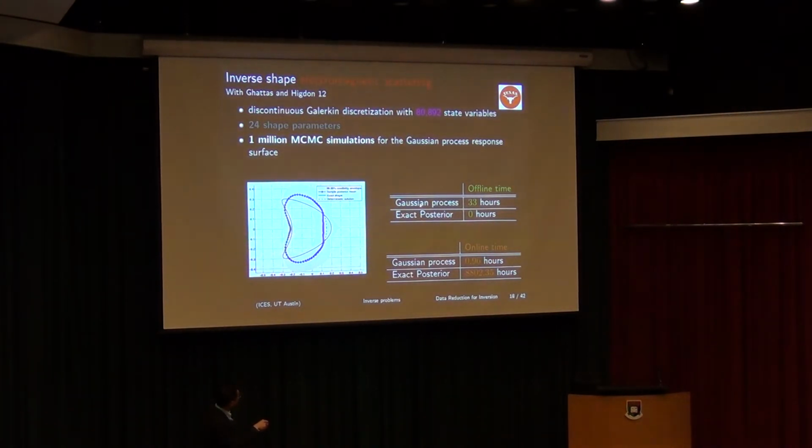If you use the Gaussian process, you spend 33 hours, an upfront cost, to build the Gaussian process adaptively. But the online cost is the one that we actually care about, right? If you do 1 million simulations online using the Gaussian process, it takes almost an hour. But if you use the original finite element model, you need about 8,800 hours. That's too much, right? So that's where we can reduce the models.